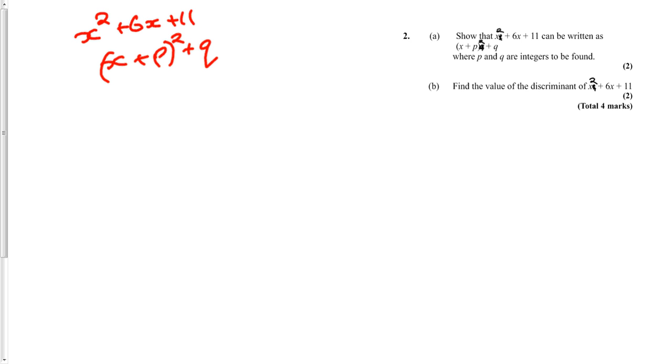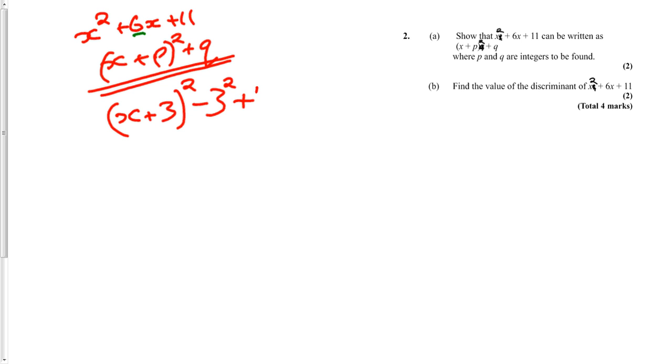Now the first thing you've got to know is that when it's asked in this form, x plus something squared plus something, that is completing the square. So that's the first link that you've got to make. So if we do that and we complete the square, we half the number in front of the x, so it's going to be x plus 3 squared, take away 3 squared, plus 11. And then if we simplify that, it goes to x plus 3 squared plus 2. So our value of p is plus 3 and q is plus 2.